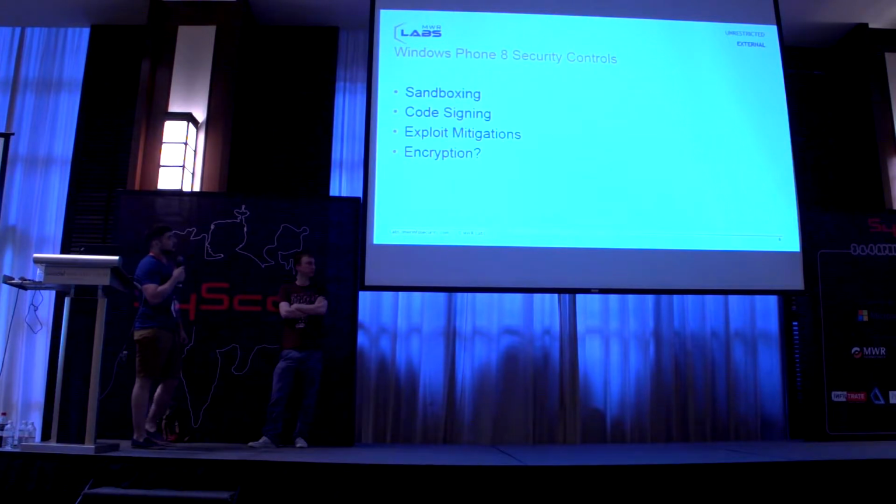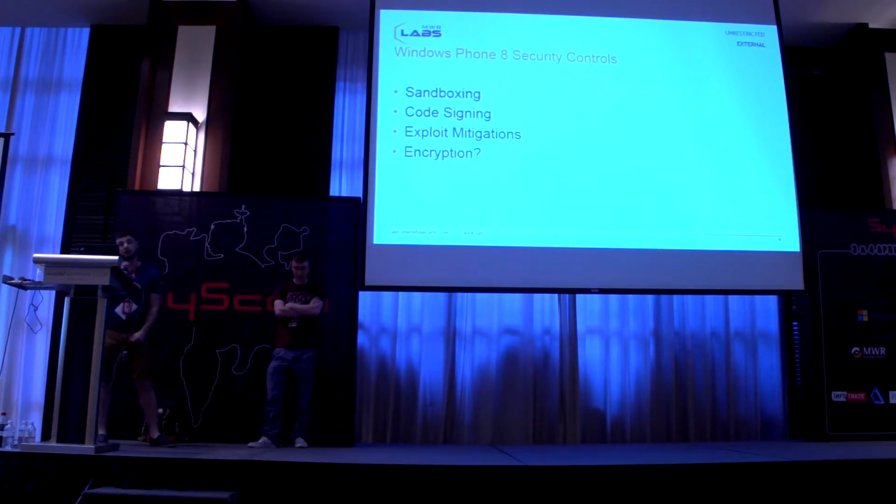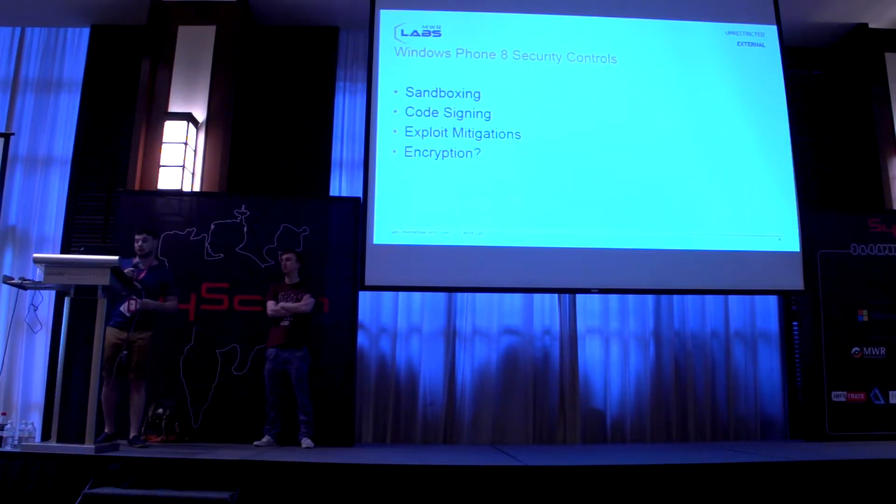These are the core security controls that you get access to on Windows Phone 8, and we'll cover those in more detail later. Standard sandboxing, code signing, and your exploit mitigations.